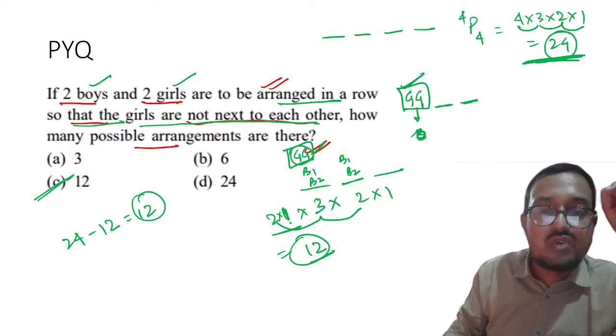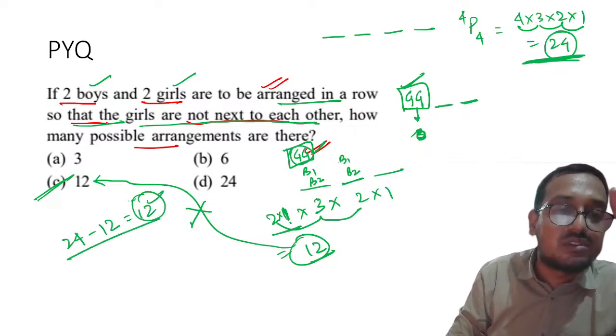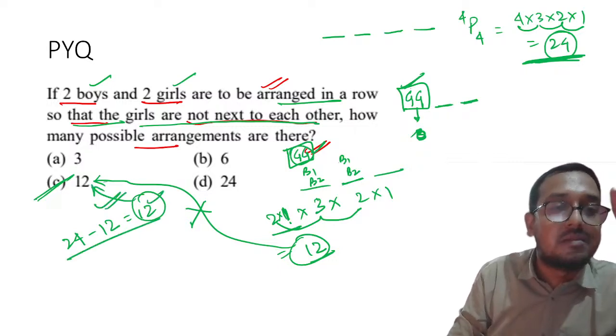Understood? That is equal to 12. Please remember, this 12 is not the answer. This 12 is not the answer. What is the answer? 24 minus 12 is equal to 12. This is the answer. This is the correct answer. Please remember, the other one is wrong.